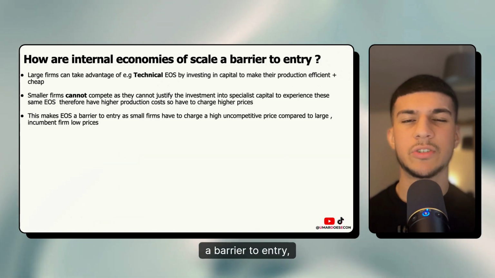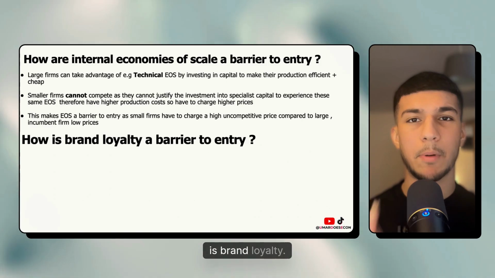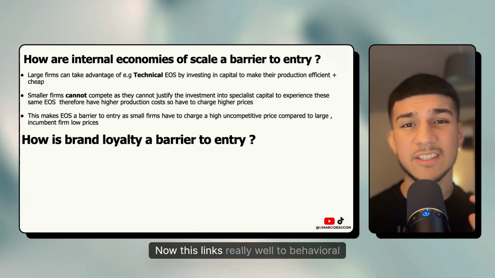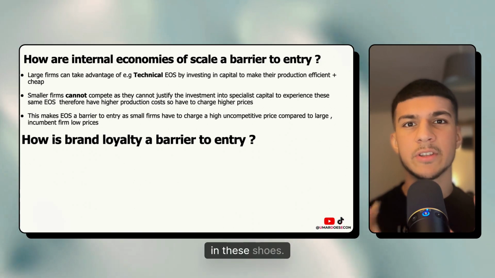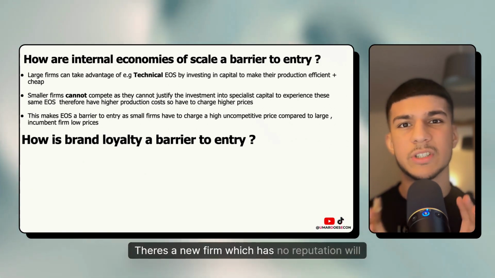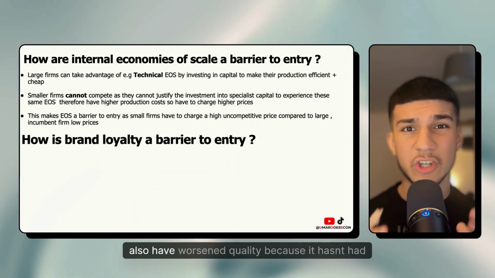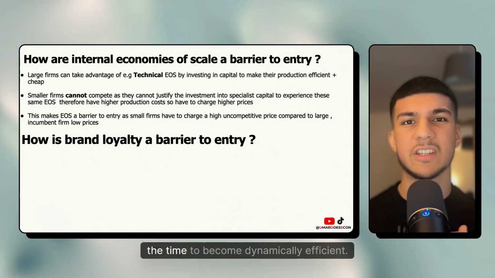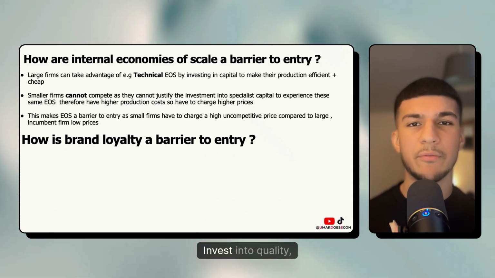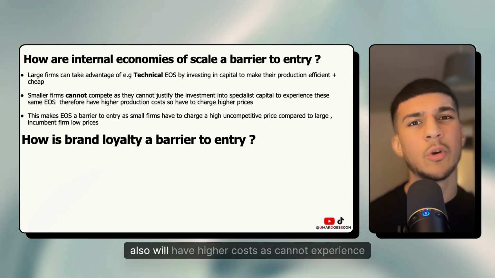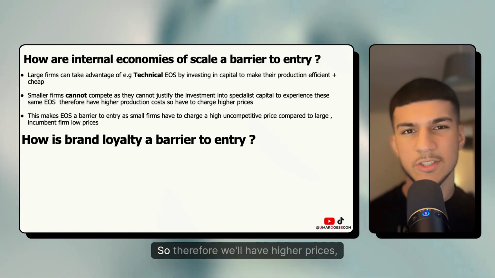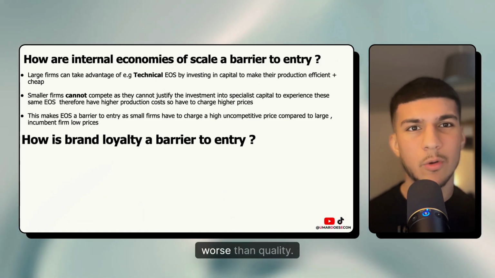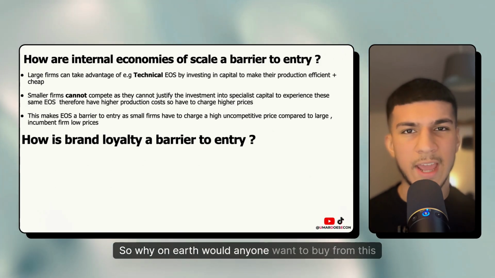Lastly, a barrier to entry, unlike the others, is brand loyalty. Now, this links really well to behavioural economics, thinking about rules of thumb. So let's put ourselves in these shoes. There's a new firm which has no reputation, will also have worsened quality because it hasn't had the time to become dynamically efficient, invest into quality. Also, it will have higher costs as it cannot experience the same economies of scale. So therefore, we'll have higher prices, worse quality, so why on earth would anyone want to buy from this firm?